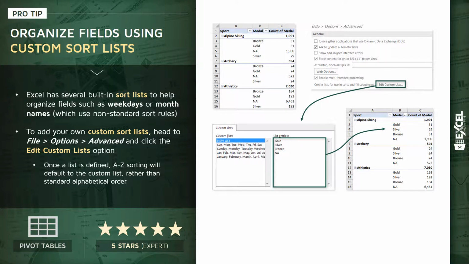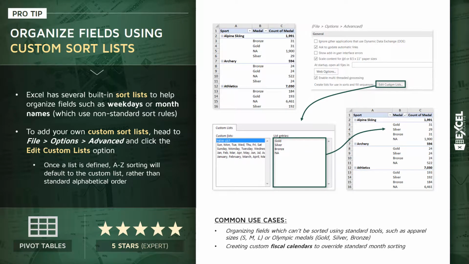So really helpful tool, especially if you have a lot of items and you can't click and manually drag them into the order that you need. So common use cases, any fields that can't be sorted with traditional means, like apparel sizes, small, medium, then large, or like we see here, Olympic medals, gold, silver, bronze. It can also be really helpful for creating custom fiscal calendars to override standard month sorting. So for instance, if your fiscal year starts in May, you could create a custom list to define the month order for your specific fiscal year. So let's jump into Excel and practice actually creating and applying one of these custom sort lists.